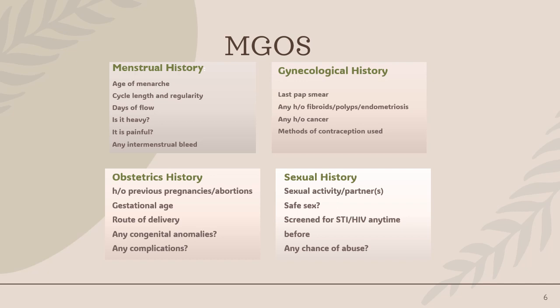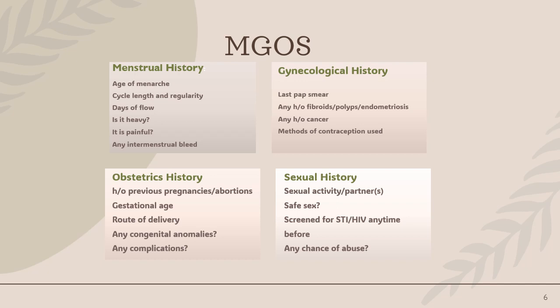It's better to start asking with menstrual and then moving on to gynecological and obstetrics, and then giving the confidentiality assurance right before you ask the sexual history.